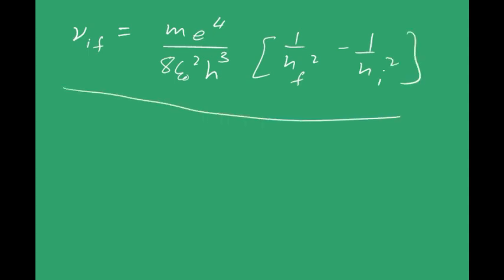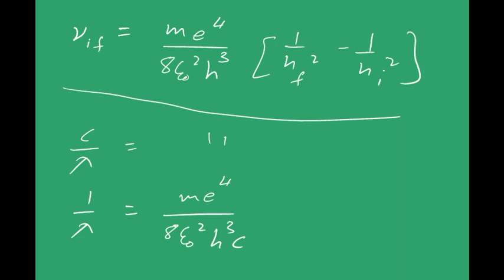This is the equation, and you know that frequency can be written as c by lambda, that is speed of light by wavelength of light. So the same equation can be written in another form as c by lambda is equal to the same thing, or 1 by lambda is equal to m e power 4 by 8 epsilon naught square h cube c, and here you have the same thing.